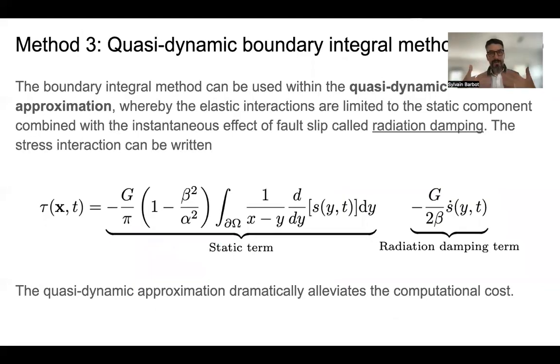So to accelerate this calculation even more, we can in fact neglect the radiation of seismic waves in an approximation that is often referred to as radiation damping. The static term remains the same, but the so-called dynamic term simplifies to this radiation damping term that is simply a function of the current instantaneous sliding velocity. Because we're losing an integral over the entire history of deformation, this reduces the computational cost quite a lot.